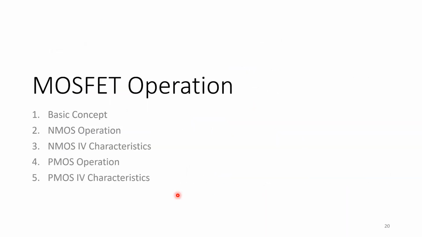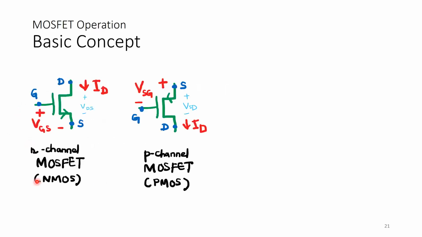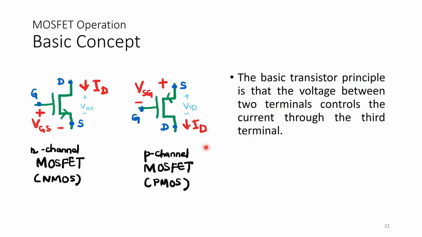Now we are ready to look at MOSFET operation. We'll have a quick look at the basic concept and the equations related to NMOS and then to PMOS. I have purposely drawn a hand-written symbol between drain, gate and source. The basic transistor principle is that the voltage between two terminals controls the current through the third terminal. So we control VGS to control ID, or VSG to control ID.